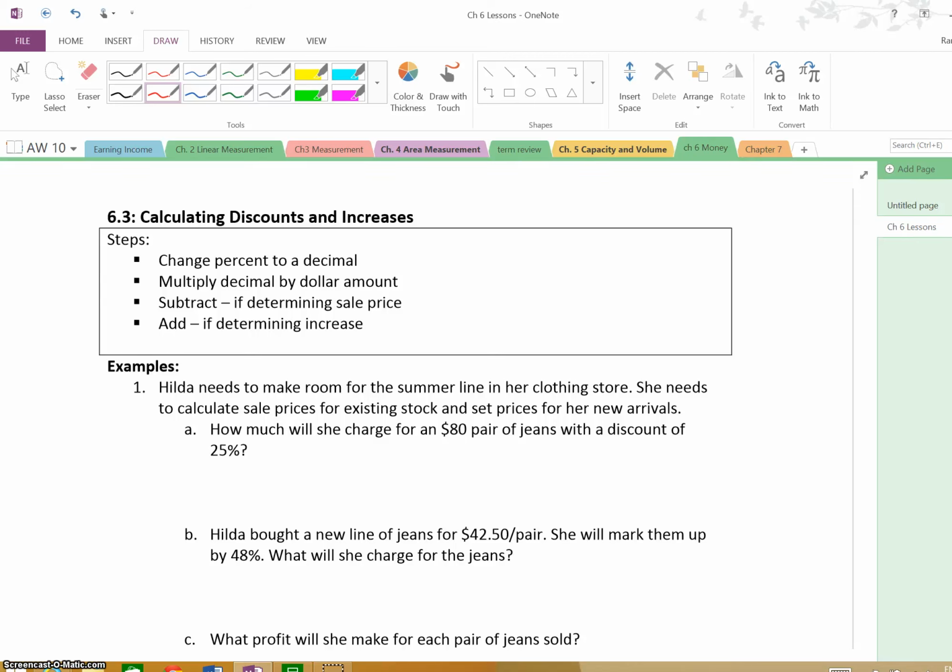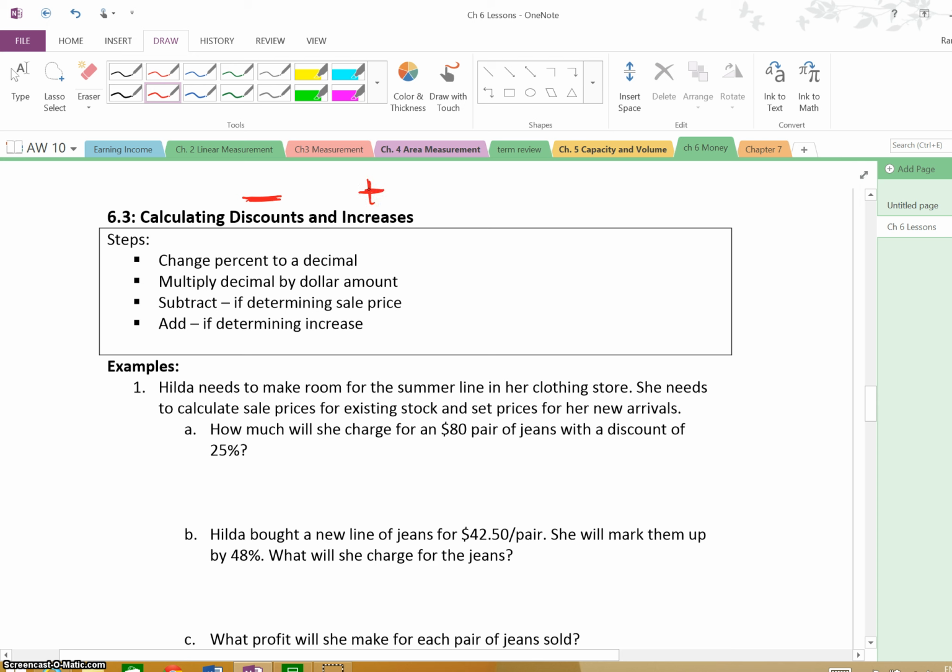Okay, welcome back. Today we're going to take a look at calculating discounts, everybody's favorite, and increases. Basically, the difference between the two is that a discount means you are subtracting from a certain amount. So something is on sale and you need to take a certain percentage off. An increase is where you are adding to it.